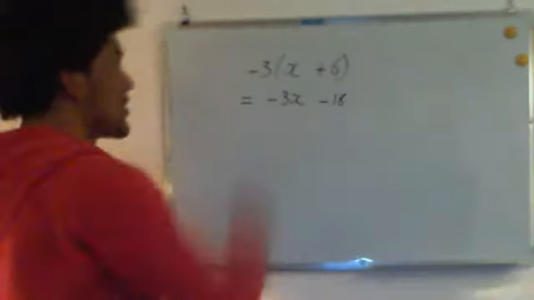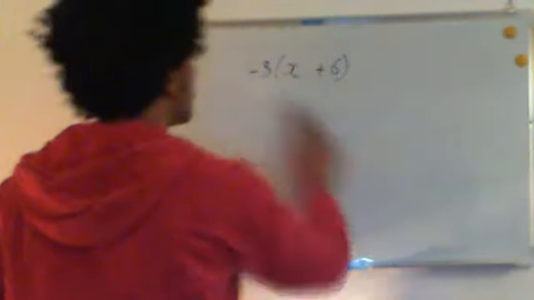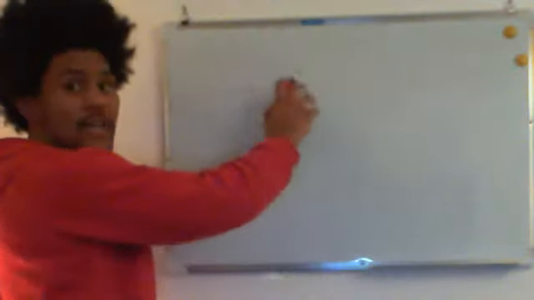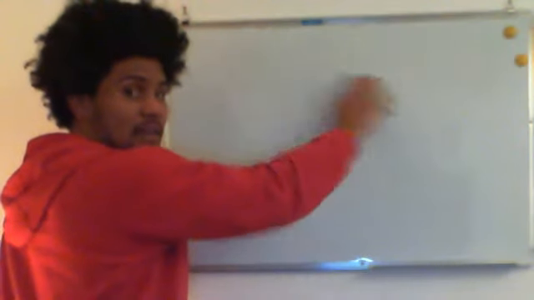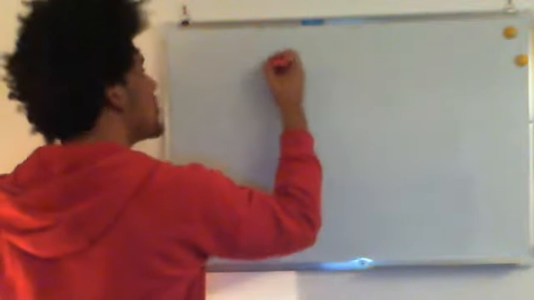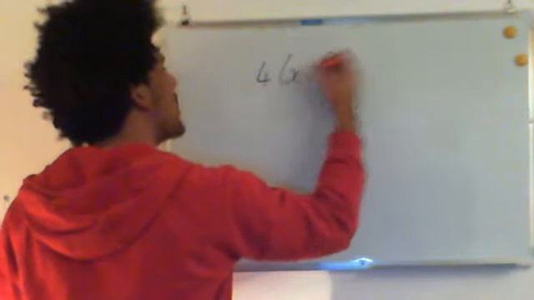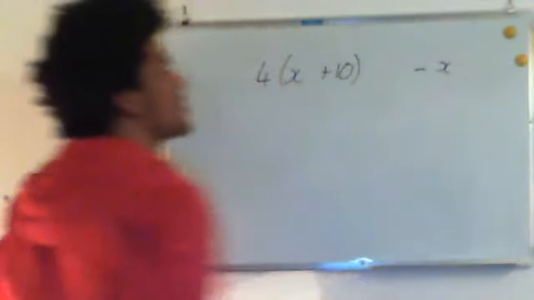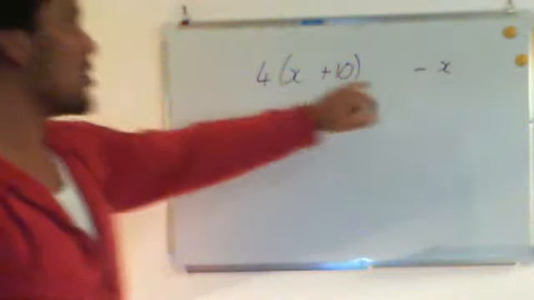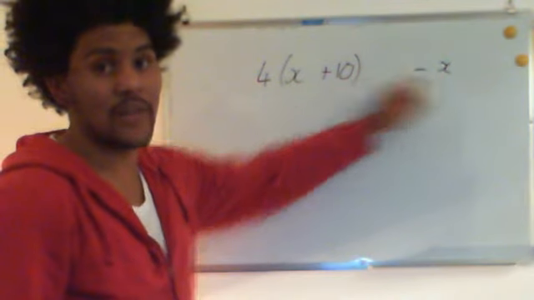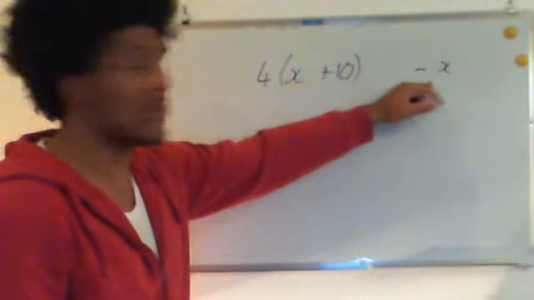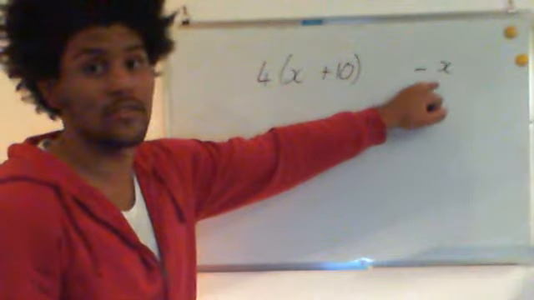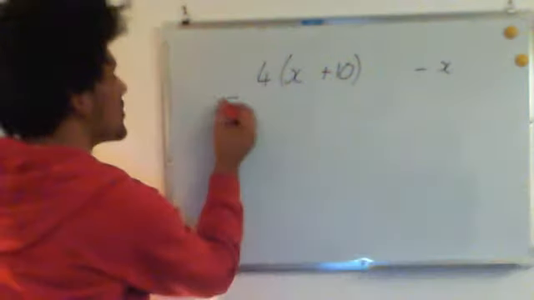So that's just because of the minus sign, so you've just multiplied everything by the minus. Sometimes you might have another term outside of the expression. So you might have 4 multiplied by x plus 10, minus x. Now it's important to remember the minus x is separate from the brackets, so you multiply out the brackets first before you do anything to this. You just leave that sitting there.